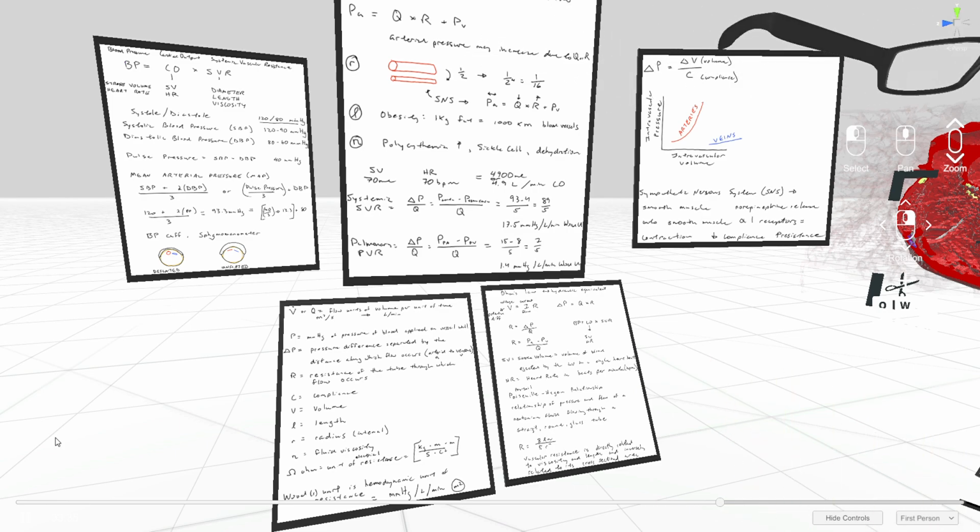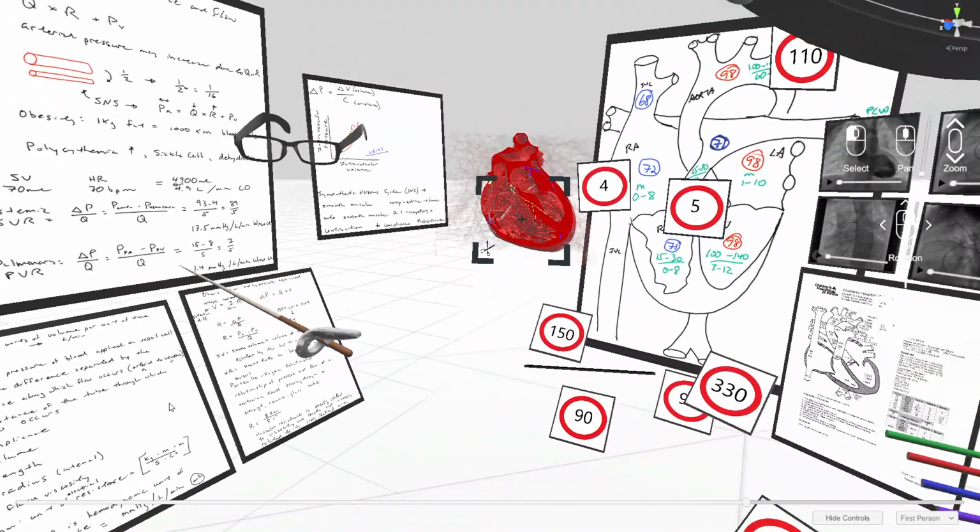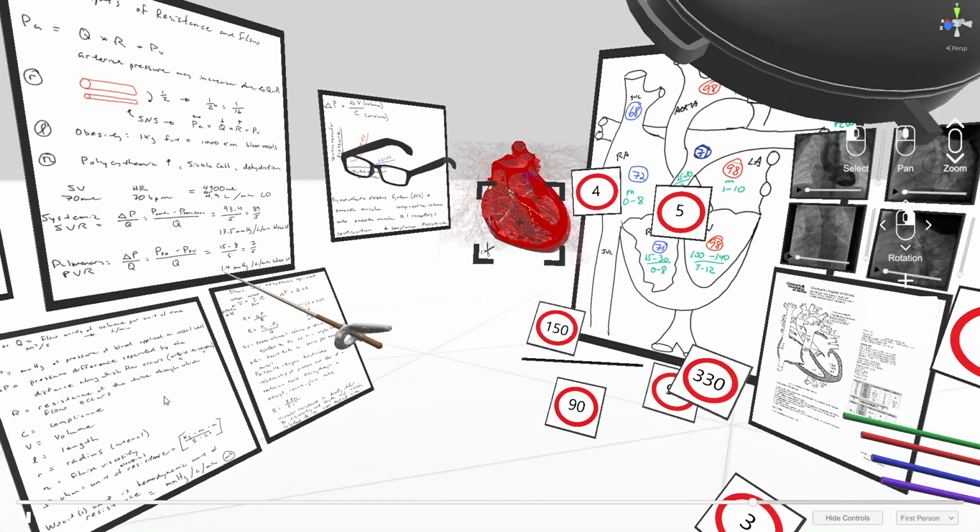Pulmonary vascular resistance, however, is going to be related to the pulmonary arterial pressure minus the pulmonary venous, which I can get from the left atrium. And you can see how here the pulmonary vascular resistance is much lower.